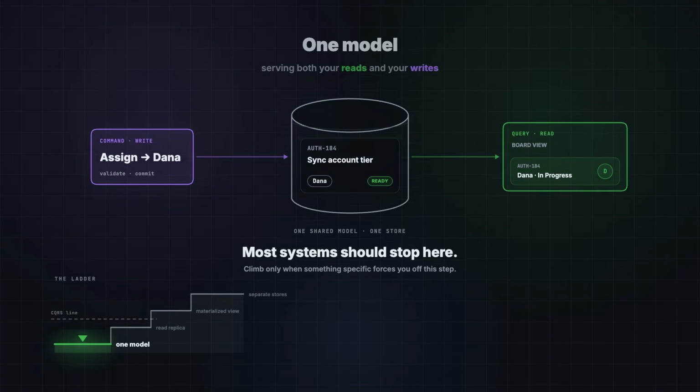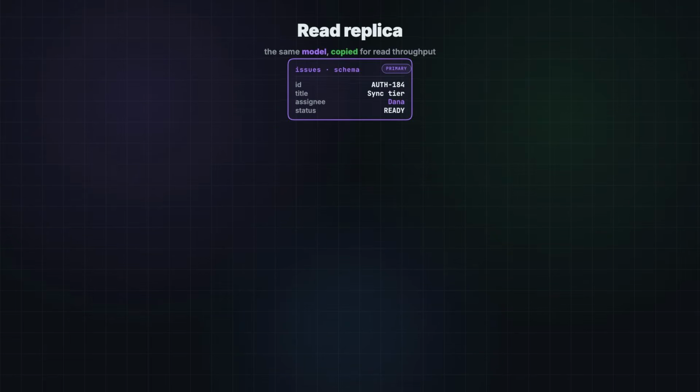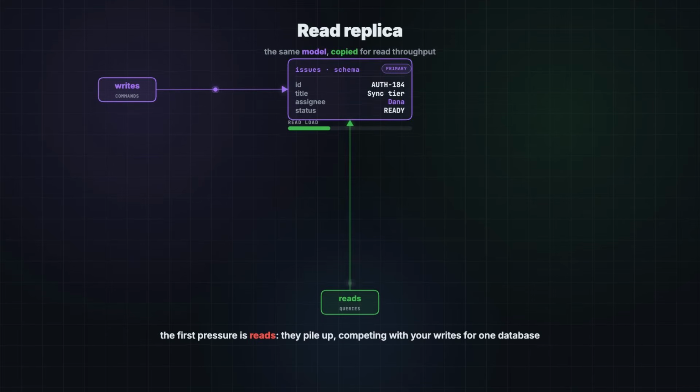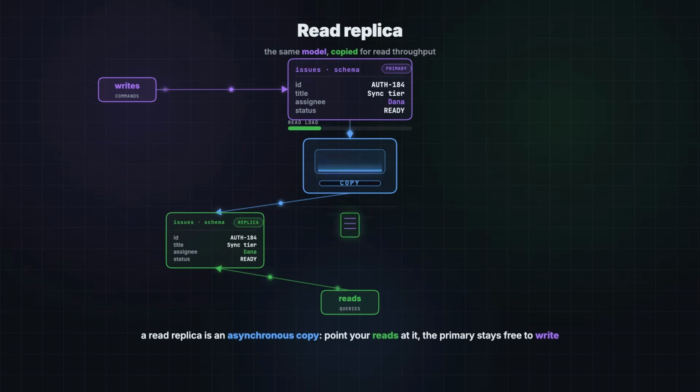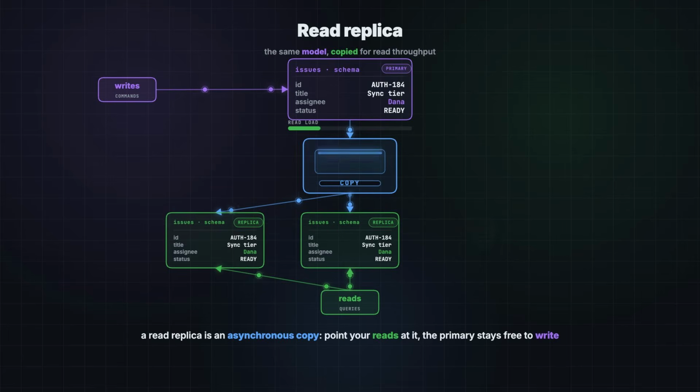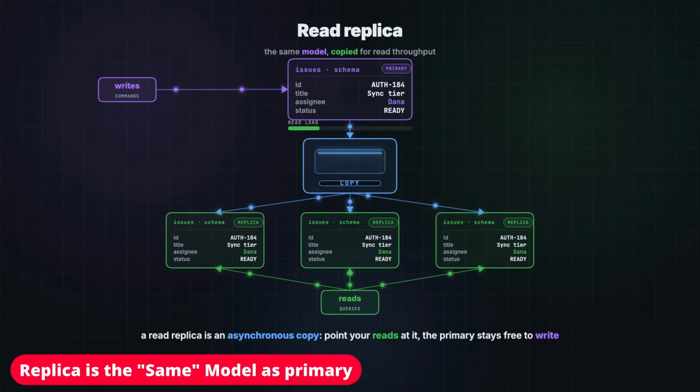The first pressure is usually reads. They pile up, competing with your writes for the same database. The cheap fix is a read replica. You make an asynchronous copy of the database, point your reads at it, and the primary instance is free to handle writes again. But a replica is the same model, copied.